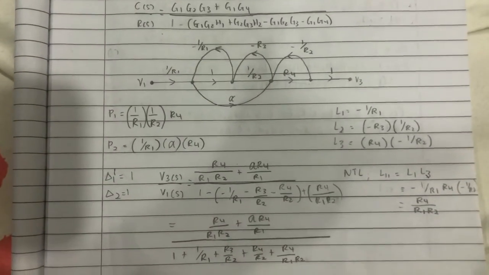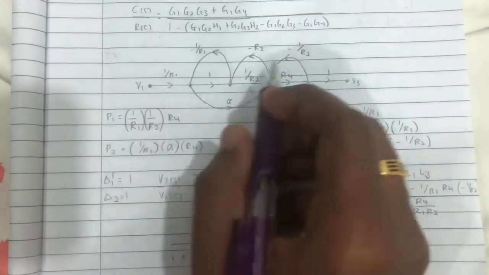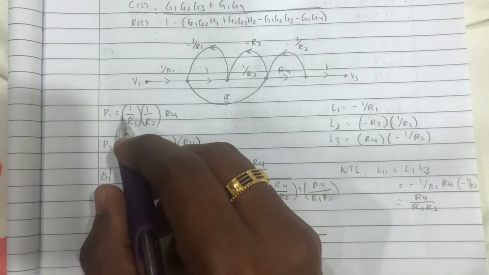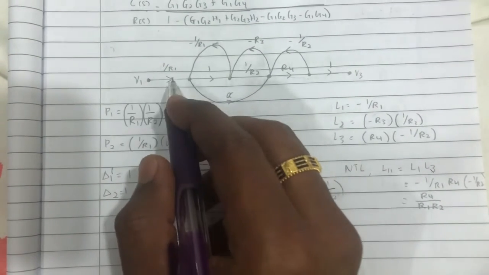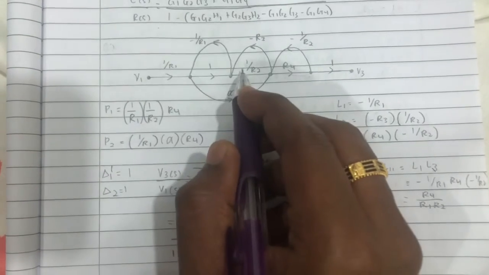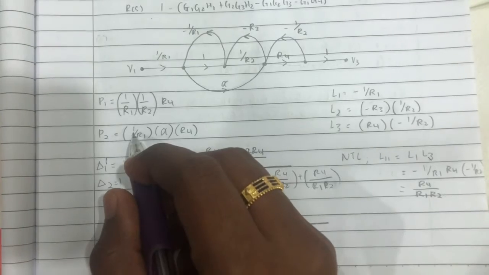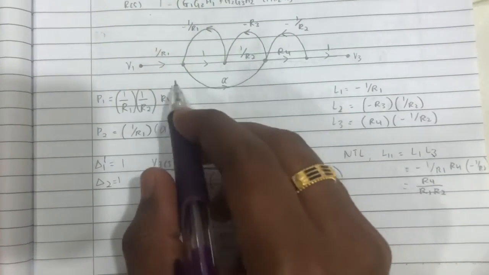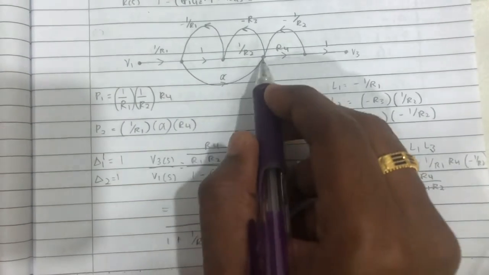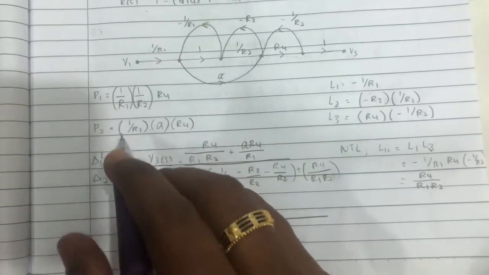For the second part of question number 1, this is the diagram given for us to solve. From the diagram, we can obtain P1 as 1 over R1 multiplied by 1 over R2, R4, which connects to here and here. For path number 2, we obtain 1 over R1 multiplied by alpha multiplied by R4, which goes here and then ends here. So these are the two paths we obtain.